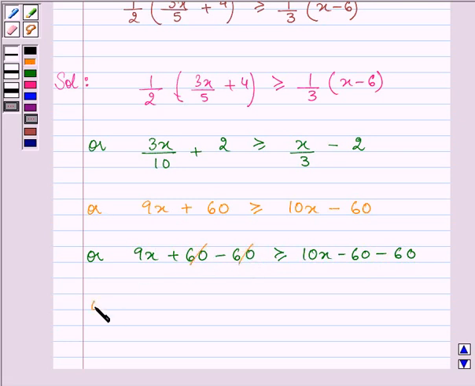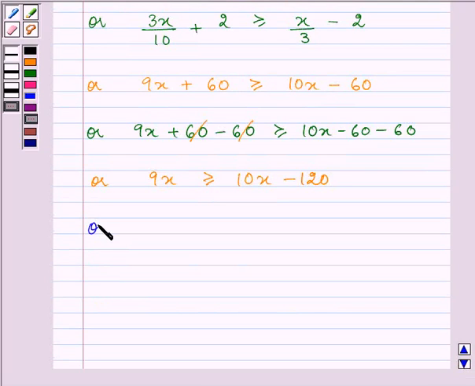After simplification, we have 9x is greater than or equal to 10x minus 120. Now, on subtracting 10x from both the sides, we have 9x minus 10x is greater than or equal to 10x minus 120 minus 10x. After simplification, we have minus x is greater than or equal to minus 120.